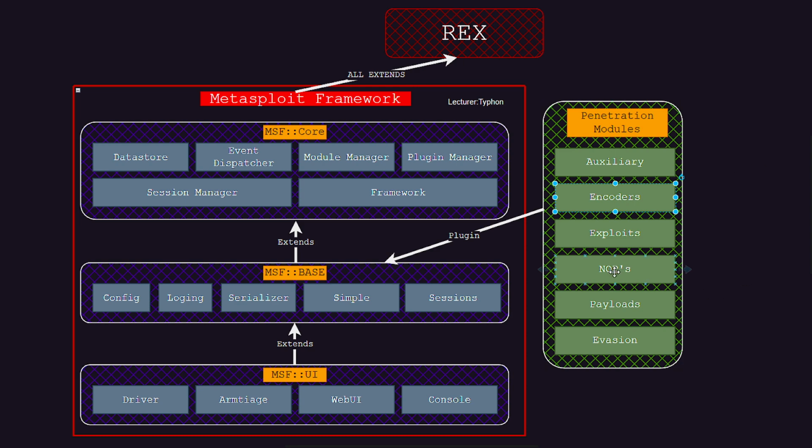We also have NOPs here, which you can also pronounce as no operation instructions. No operation instruction generators ensure the stability of exploits. Think of them as the gears in a well-oiled machine or car. They are used for alignment, ensuring that the exploit code runs smoothly without crashing or causing unintended consequences.